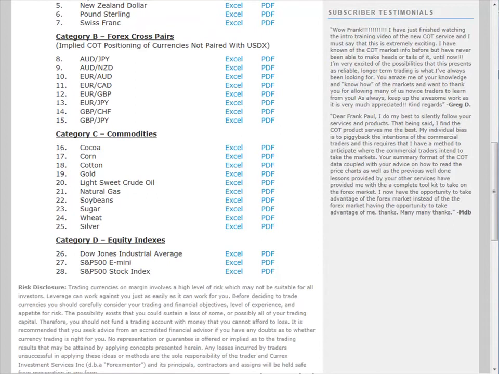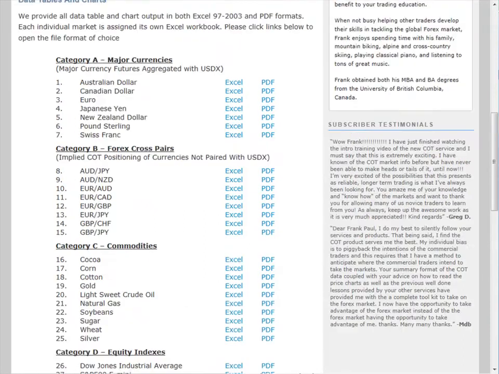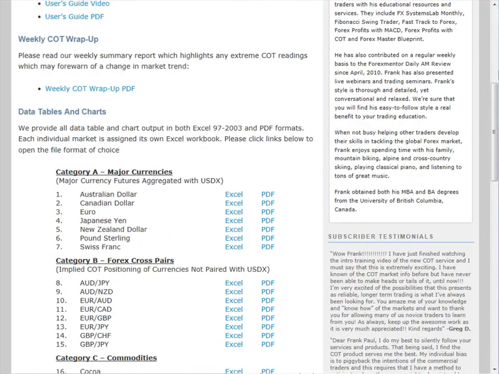That one is beset with data gaps, so we use the consolidated version instead. I have it on good advice that that is the correct metric. S&P 500 E-mini and the S&P 500 stock index.